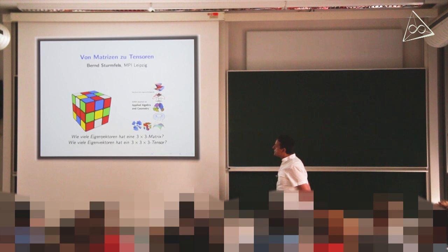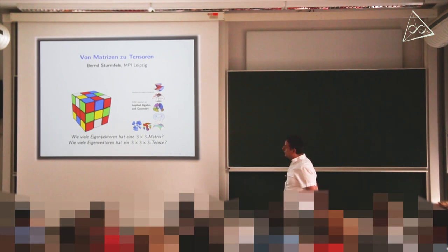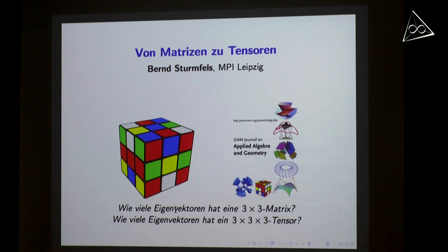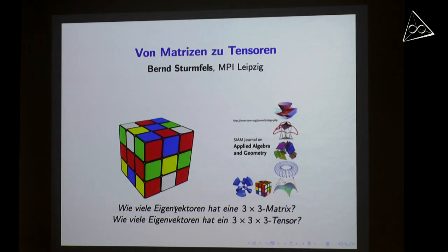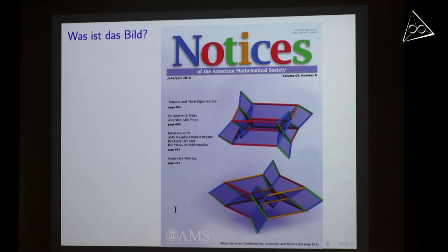So from matrices to tensors, we all know that a general 3x3 matrix has three linearly independent eigenvectors over the complex numbers, say. And one question I like to address is, how many eigenvectors does a 3x3x3 matrix or 3x3x3 tensor have? So a tensor looks like this. It's a 3x3x3 array filled with 27 numbers. And if we're lucky, by the end of the lecture, I will be able to answer this question: was ist das Bild? What's the picture?